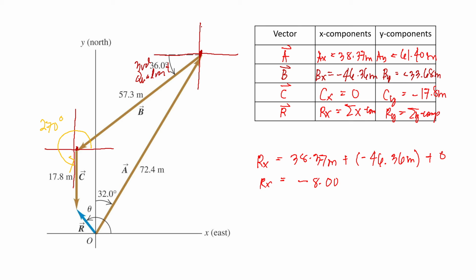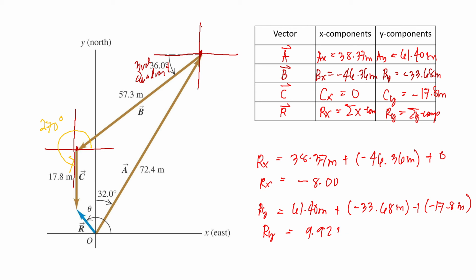And then your Ry is just the sum of your Y components. So your Ry is equal to 61.40 meters plus negative 33.68 plus negative 17.8 meters. Your Ry is equal to 9.92 meters. So these are our Rx and then the Ry.